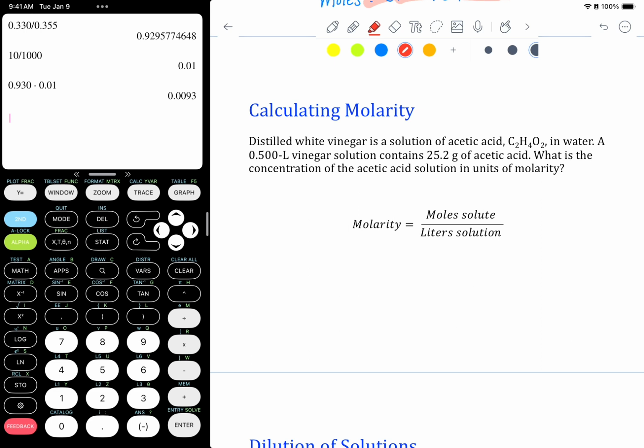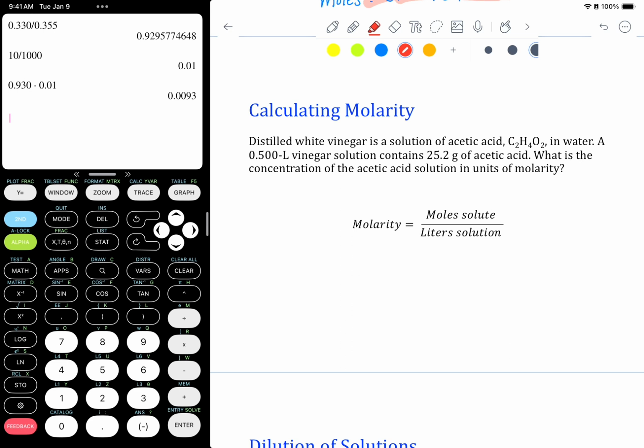So we have the example here of distilled white vinegar, which is a solution of acetic acid in water. And 0.500 liters of vinegar solution contains 25.2 grams of acetic acid. And we want to know what the concentration of the acetic acid solution is in units of molarity.